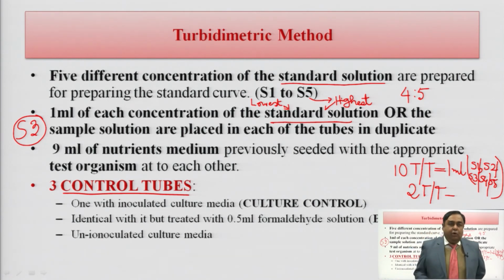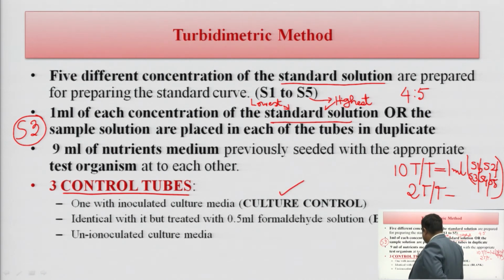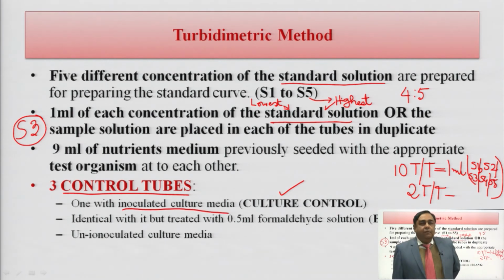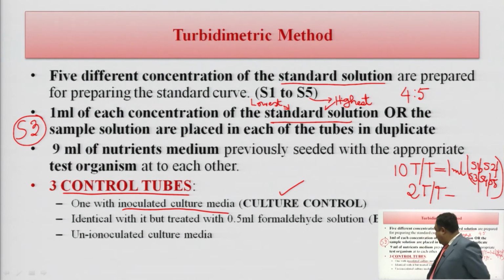in inhibiting the microorganisms. Now, we have 3 control tubes. One is known as culture control, which contains the inoculated culture media. Next, we have an identical set, but treated with 0.5 ml formaldehyde solution, which you call a blank, and the third one is uninoculated culture media.